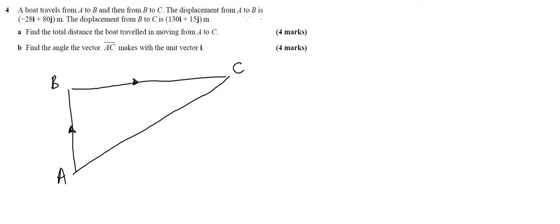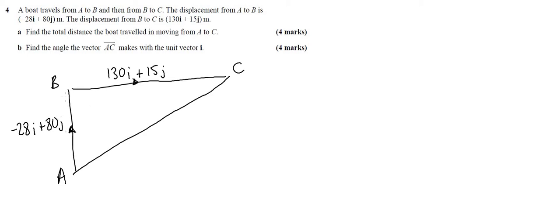From A to B, the vector is minus 28i plus 80j. And from B to C is 130i plus 15j. Find the total distance it travels. Now these are displacement vectors.